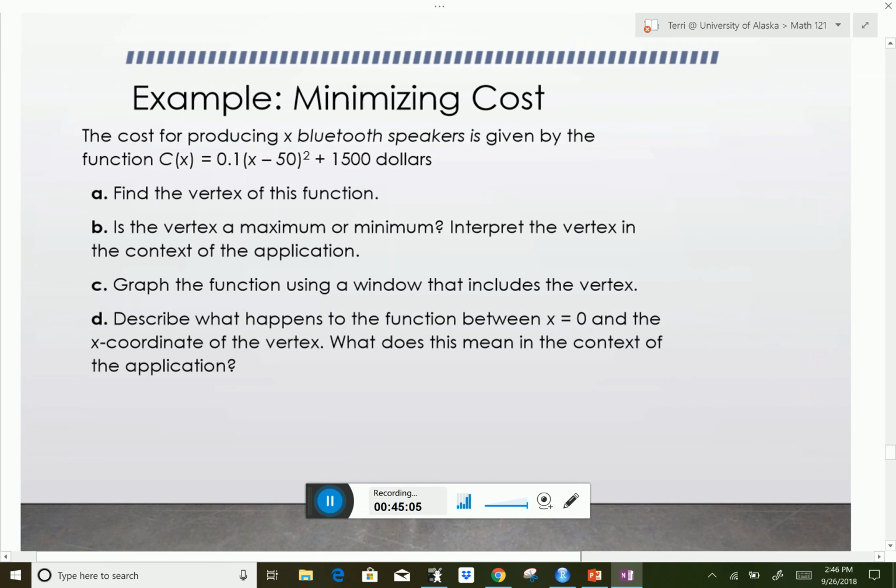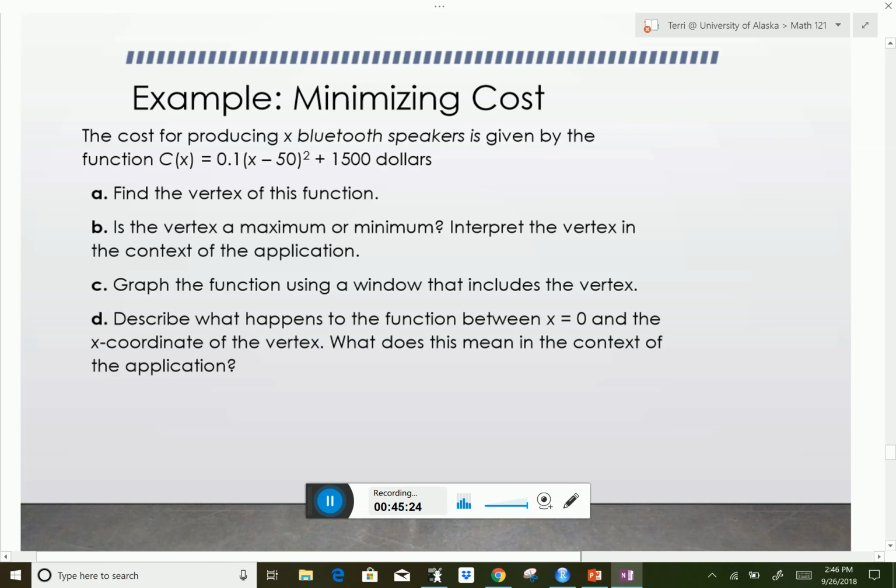So let's use that for the next one. Let's talk about how we can minimize the cost. The cost for producing x Bluetooth speakers is given by the function c of x equals 0.1 times (x minus 50) squared plus $1,500. Find the vertex of this function.